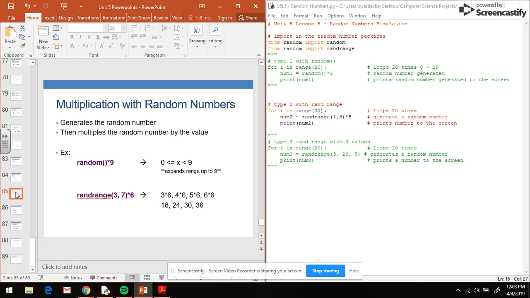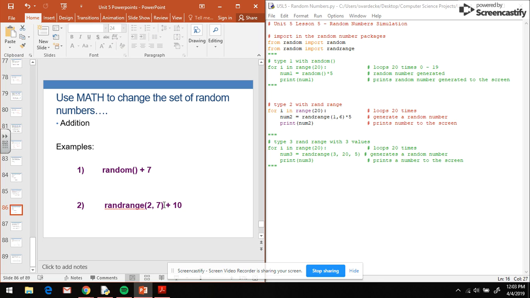Then from here, we're going to look at addition. So this is just another example of multiplication with random numbers. We talked about how it expands the range and then how it takes, okay, this would be 3, 4, 5, and 6, and then it multiplies them all by 6, and this would be the random set they would produce. So just kind of keeping in mind how multiplication works.